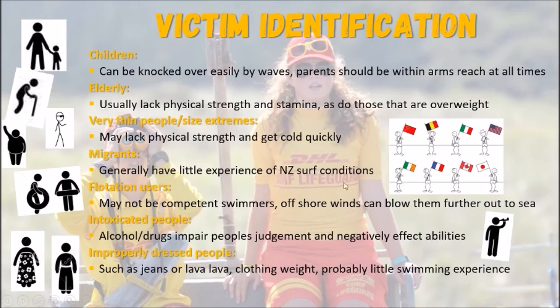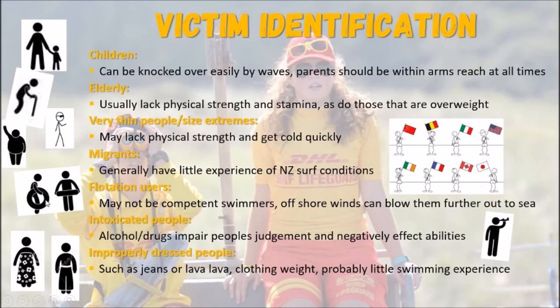Migrants generally have little experience of New Zealand surf conditions. That's really important. I have a couple of friends who were top swimmers in their country in Africa. Absolutely amazing swimmers. The problem was, though, that they swim in a lake, so the idea of a rip current was foreign to them. And even when they were being dragged out to sea at Piha, they had no idea what was going on. They couldn't understand why the water was pulling them. So it doesn't matter how great a swimmer you are, if you don't understand our surf conditions, you're going to get into trouble.